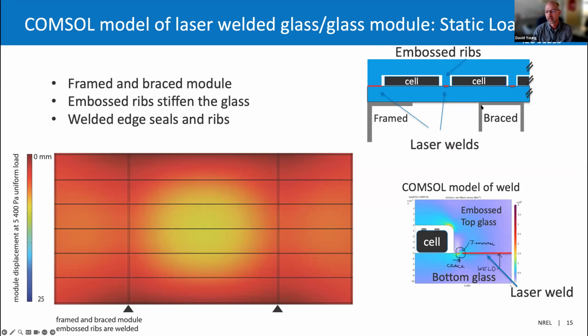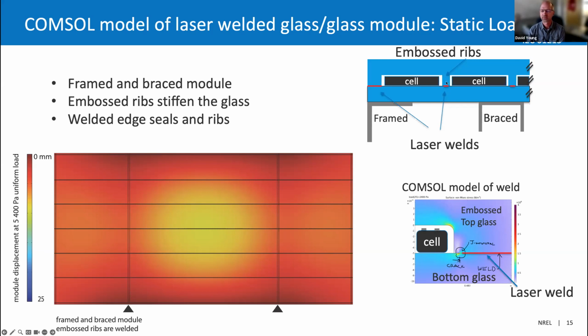So we had braces at the quarter points, and we really needed that in order to decrease the amount of deflection or displacement in the module. The other thing that he discovered is that we really needed embossed ribs to stiffen the glass. So that's a real departure from what we would find in today's modules.